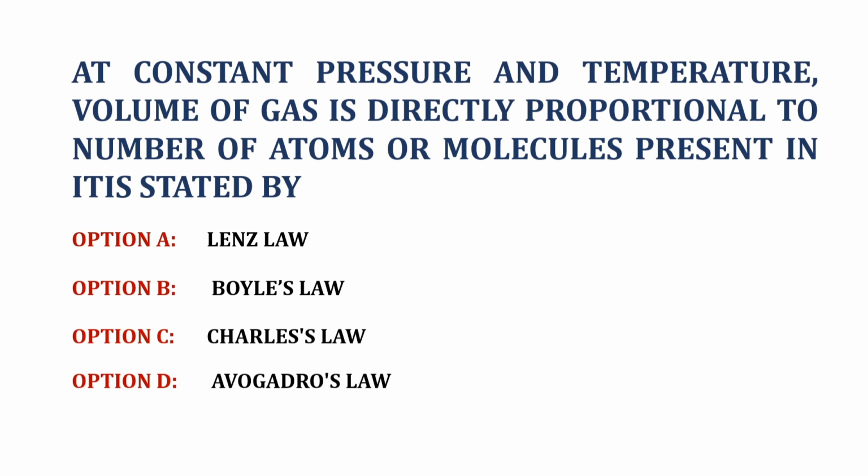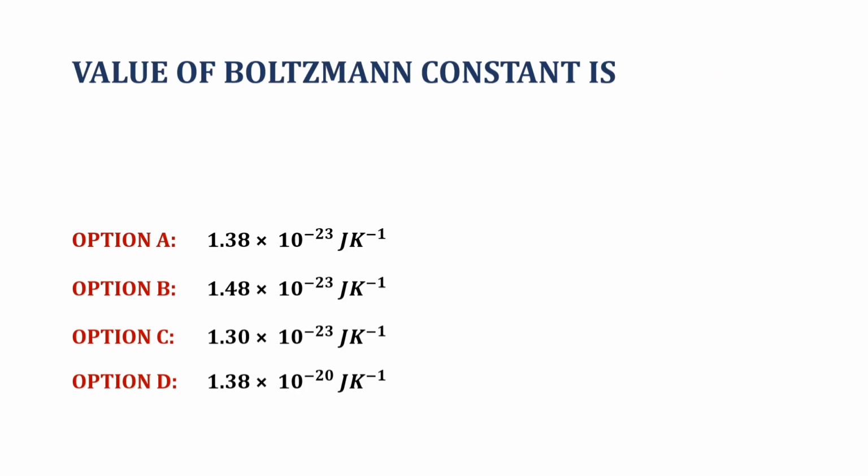At constant pressure and temperature, the volume of gas is directly proportional to the number of atoms or molecules present in it is stated by option D, Avogadro's law. Value of Boltzmann constant is option A, 1.38 × 10^-23 joule per Kelvin.